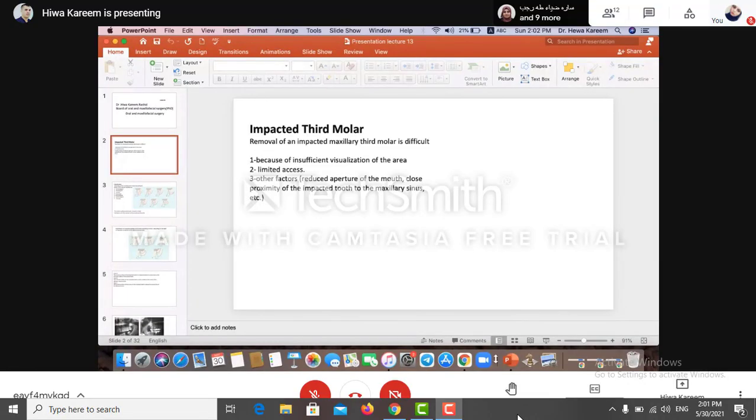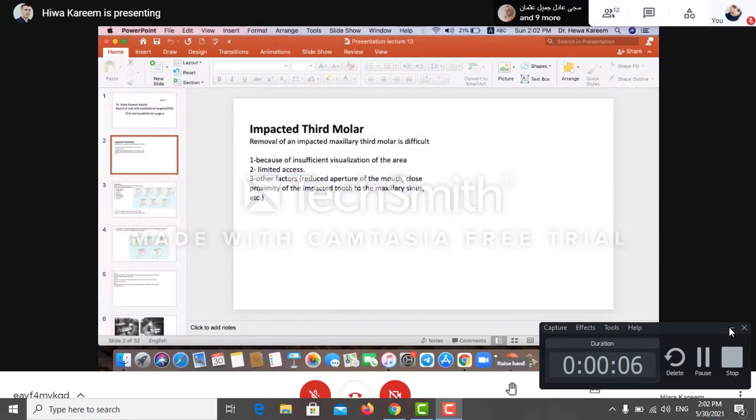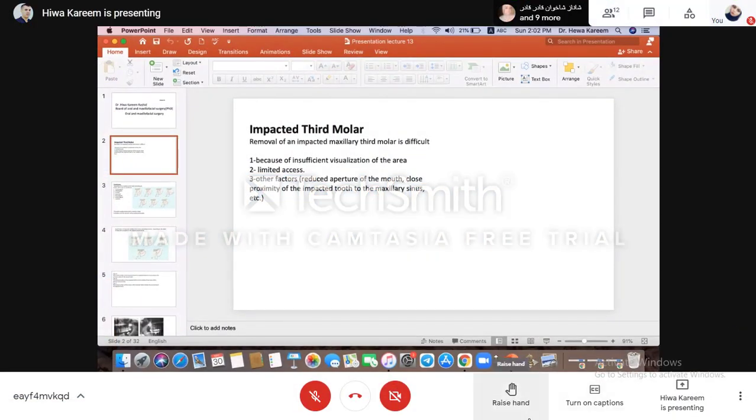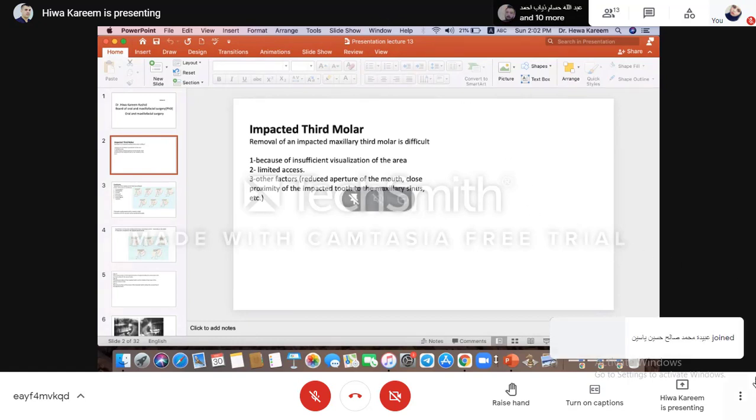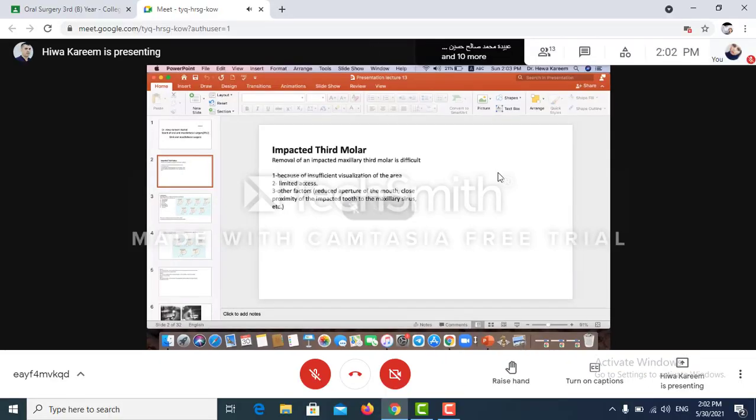We speak about upper third molar. Upper third molar is difficult for extraction because of insufficient visualization of the area and limited access. Other factors are reduced aperture of the mouth and close proximity of the impacted tooth to the maxillary sinus.